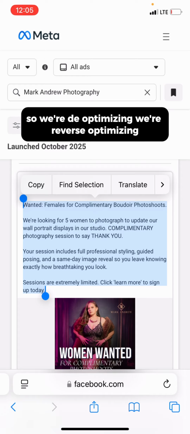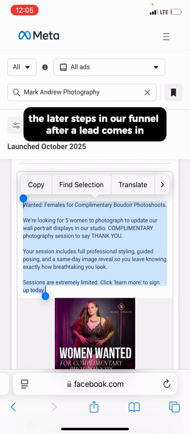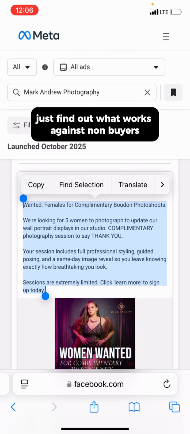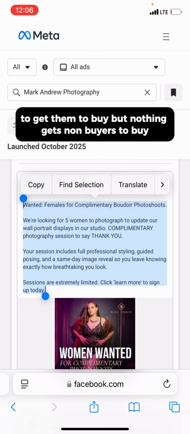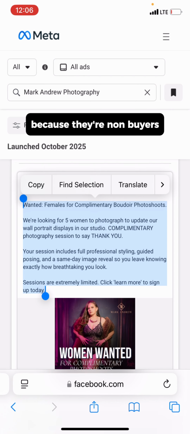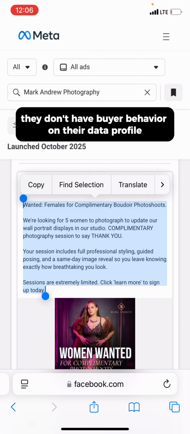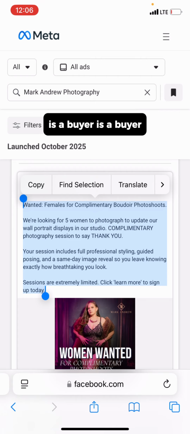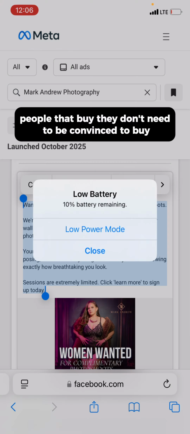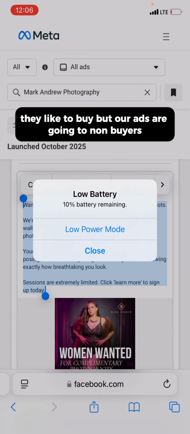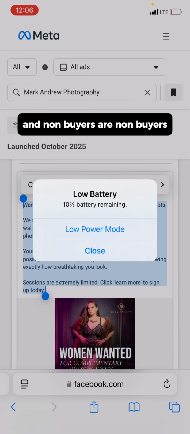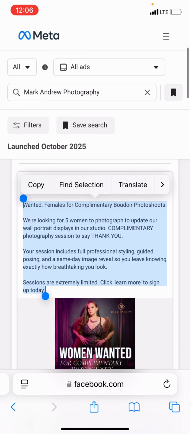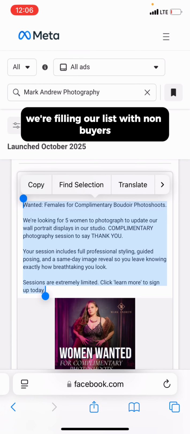So we're reverse optimizing the later steps in our funnel after a lead comes in, because we're testing just to find out what works against non-buyers to get them to buy. But nothing gets non-buyers to buy, because they're non-buyers. They don't have buyer behavior on their data profile. A phrase I've heard often is: a buyer in marketing is a buyer is a buyer. People that buy don't need to be convinced to buy. They like to buy. But our ads are going to non-buyers, and non-buyers are non-buyers are non-buyers. And so, yeah, we're filling our list with non-buyers.